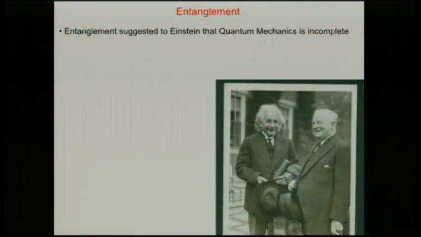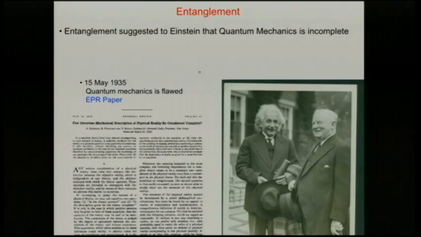Now, entanglement's a strange thing. So this is Einstein with Herbert Hoover, the US president. Einstein was obviously a very bright guy, and he believed that this funny correlation, that you could have a superposition, a state in which something was both alive and dead, correlated with the state of this atom that had decayed or not decayed, indicated that quantum mechanics was incomplete.